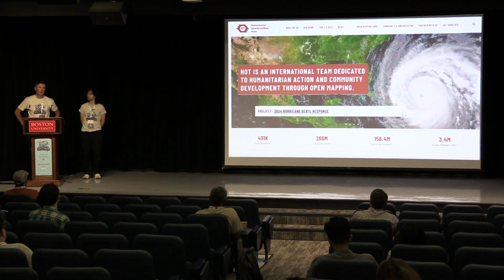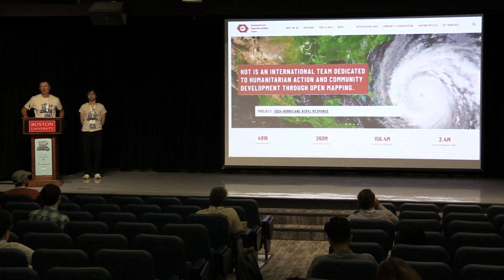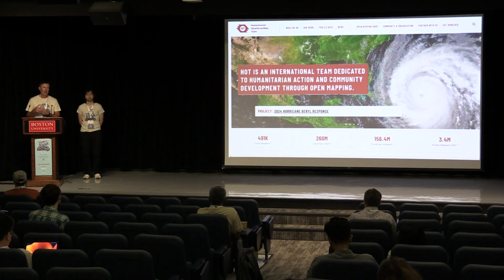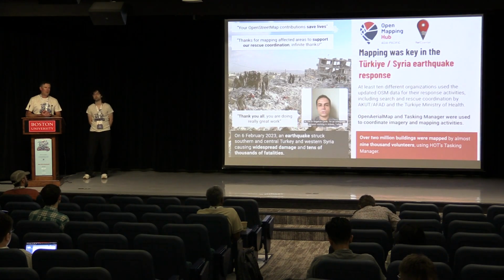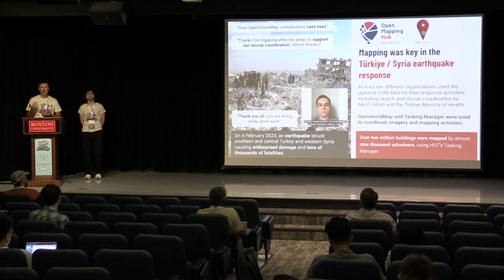We are an international group that works with OpenStreetMap data. Our name, Humanitarian OpenStreetMap Team, is very tied to what we do. We use OpenStreetMap data for humanitarian action and community development, and we use and create OSM data in different ways. The data that we create has a direct impact on many humanitarian interventions and projects.